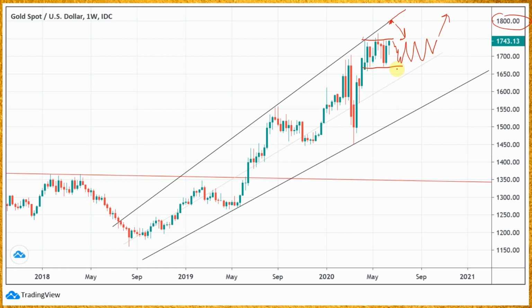But remember, a handle doesn't have to form. Price could just blast straight upwards from here. Personally, I think a bit more cooling off is needed. Whether that happens from the 1800 level or from here, it's hard to know. But I'm not expecting any catastrophic drops here.